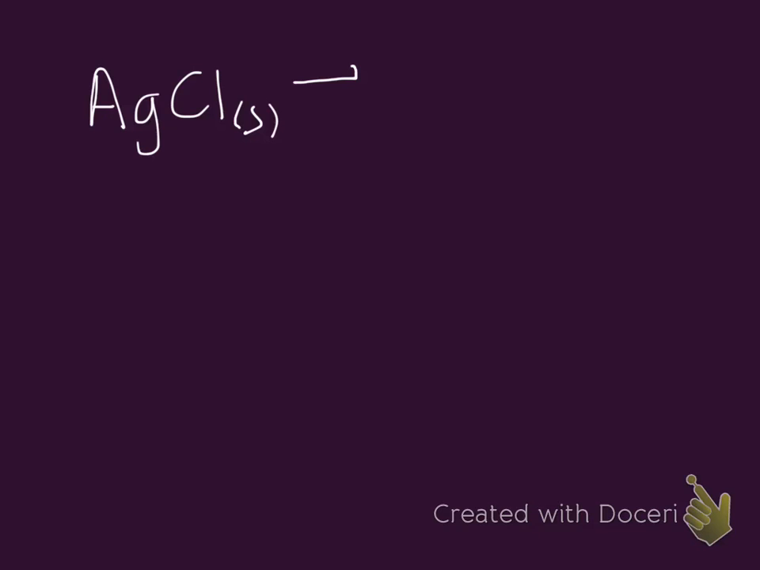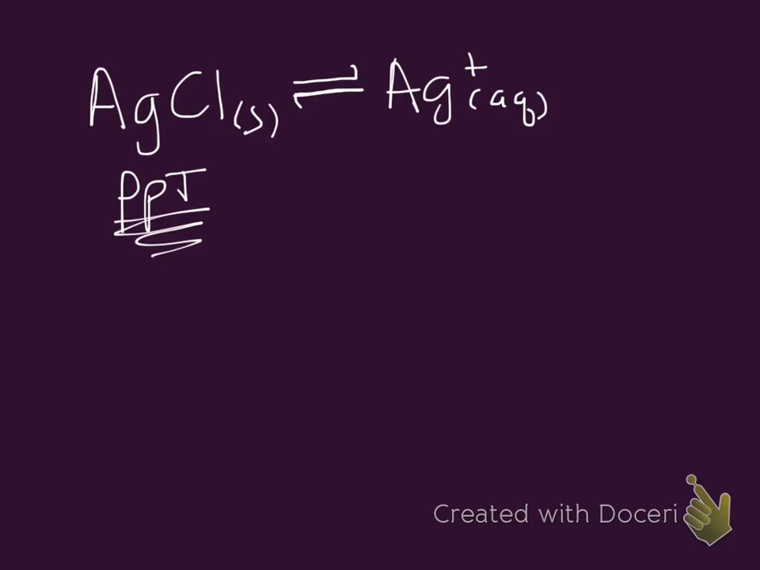But every salt, no matter how insoluble it is, has a teeny tiny bit. Again, even if it's your precipitate, it has a teeny tiny bit that will break into Ag+, which will be aqueous, meaning dissolved in water, and Cl-. Okay? And the fact that these break up is going to be pretty important.